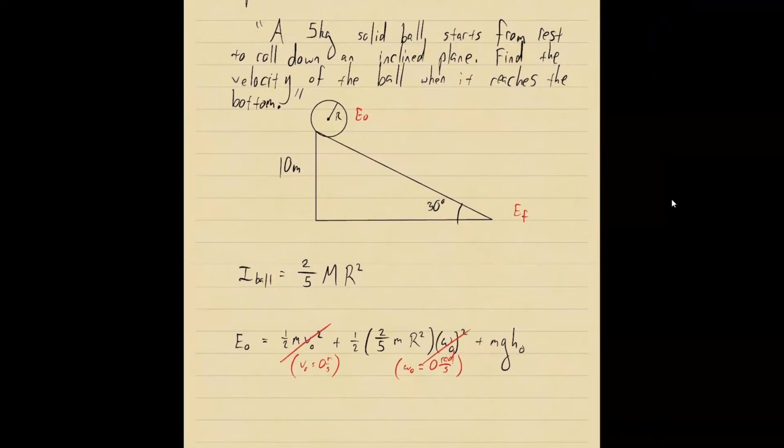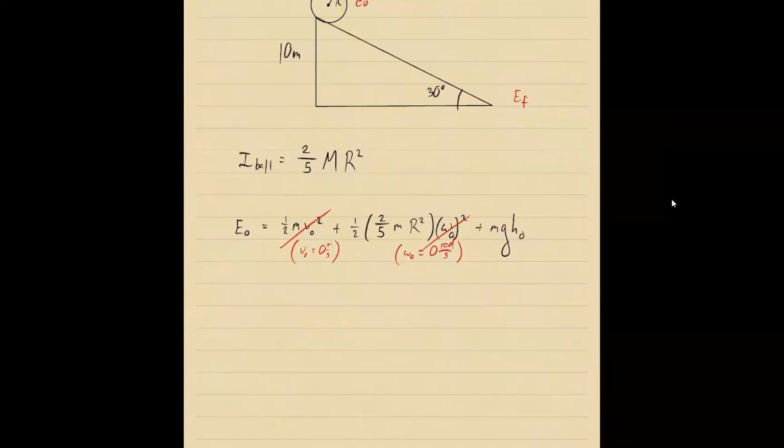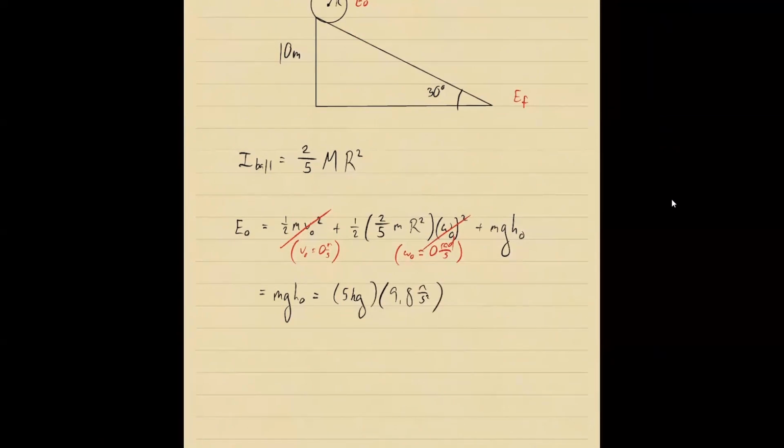And so the total energy of our system is initially just the gravitational potential energy of this thing at the top of the ramp. We know that the mass of this thing is 5 kilograms. So the initial energy for our system is just mgh naught, or 5 kilograms times 9.8 meters per second squared, times the initial height of our ball, which is 10 meters. And this gives us an initial energy of 490 joules.